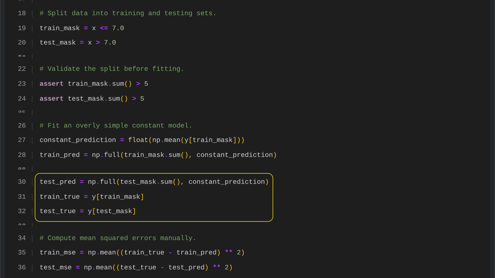We create a simple baseline by predicting the same constant value for every test example, using the average target value from the training data. We also collect the true target values for both the training and test sets. These true values will be used to compare against the predictions and evaluate performance.